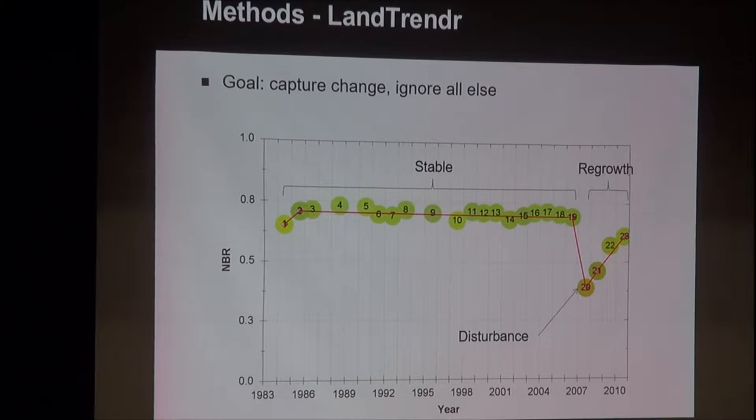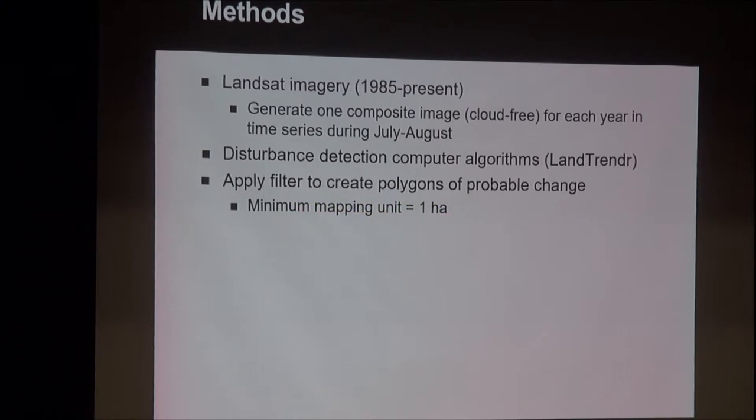On the y-axis is the normalized burn ratio, which is basically another surrogate for how green something is on the ground. On the x-axis are the years from 1985 until present. This is just one particular pixel, one 30 by 30 meter pixel on the ground. You can kind of view this as a pixel's life. You can see how it goes from 1985 until around 2006, just bouncing each year with a little interannual variability, which is not what we're technically interested in. Then in 2006, something happens to that particular pixel: it drops in greenness, and then after that starts coming back up. What we're interested in is the disturbance, so we try to capture those and ignore the rest.